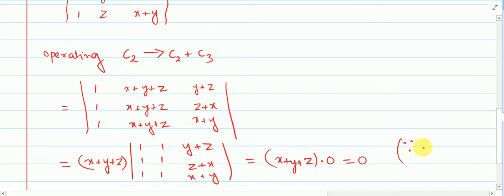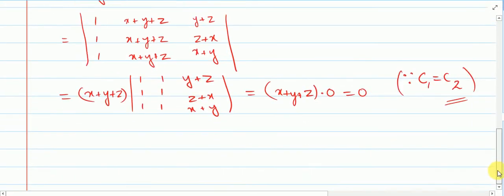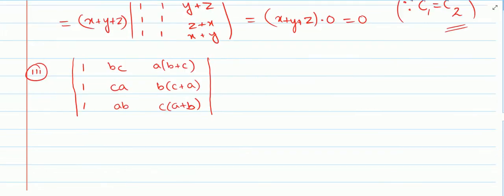Reason was column 1 is equal to column 2 since this had happened. So this question is also done. Now let me see the next question. Okay, so third question is this.